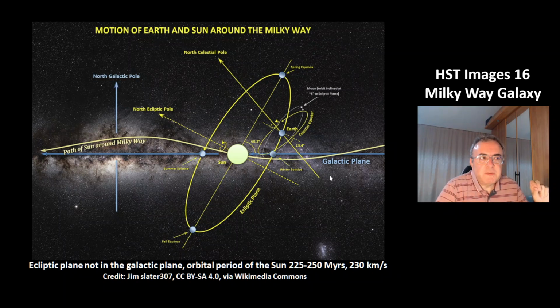The orbital period of the Sun and the solar system around the galactic center is 225 to 250 million years, and its orbital speed is 230 kilometers per second. That's a very impressive number.